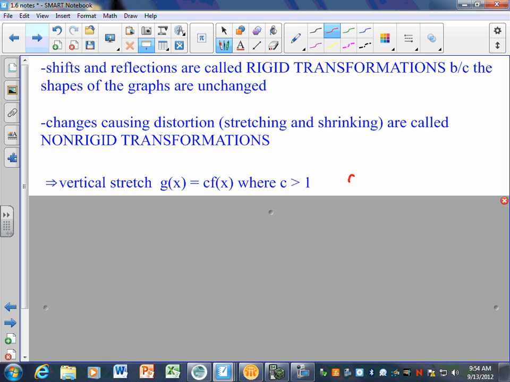An example of this would be 3 times the absolute value of x. 3 is on the outside of the function. That's going to stretch that V shape by a factor of 3. So it's actually going to make it look a lot skinnier, like a lot sharper V when you do that.